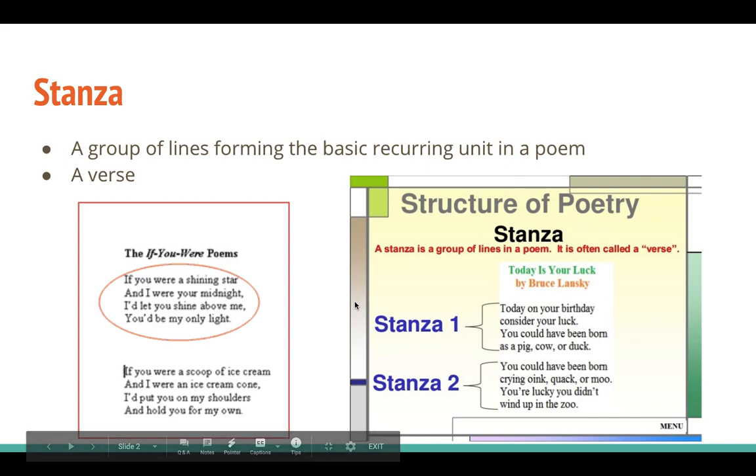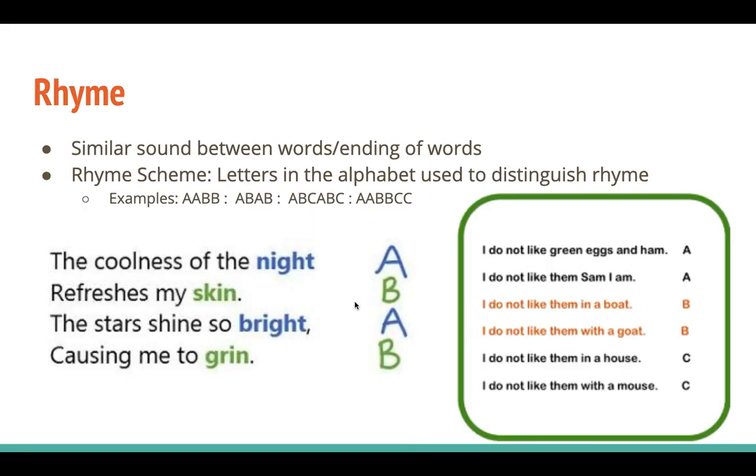Okay. Now, rhyme. You've been doing rhyme since you're probably in pre-K. You know what rhyming is. But in poetry, we dig a little bit deeper. So rhyme is a similar sound between words and the ending of words. In poetry, you have something called a rhyme scheme. So that's letters in the alphabet used to distinguish the rhyme.